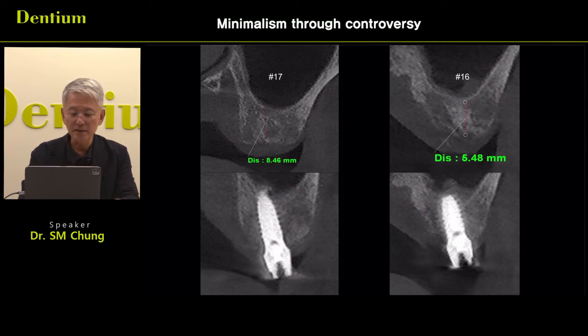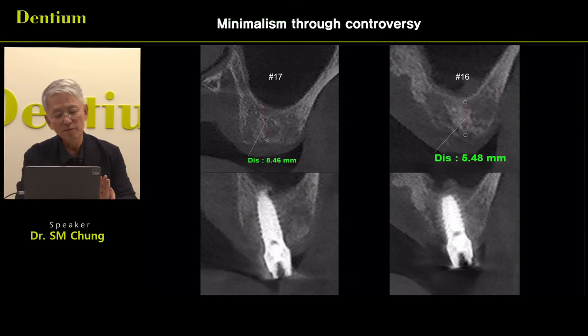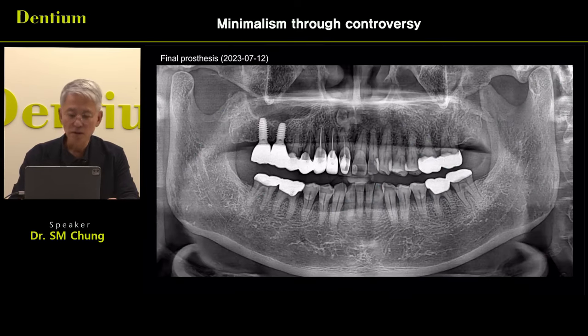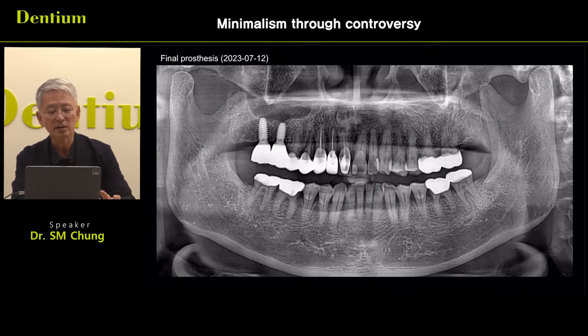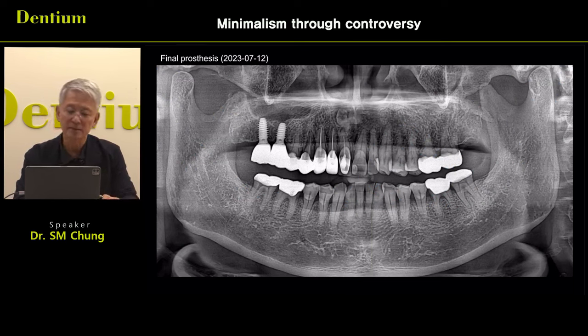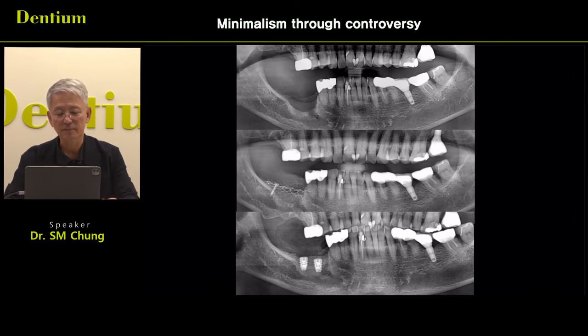And this is another case, only with the compaction drills, the bone chip is pushed into the sinus. And also in this case, the bone chip is pushed into the sinus. So the compaction drills for the bicortical fixation are very strongly recommended. In the same patient, with only the compaction drill, we finished the bicortical fixation, and the result was also good without any bone grafting.